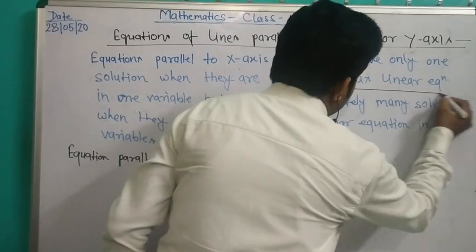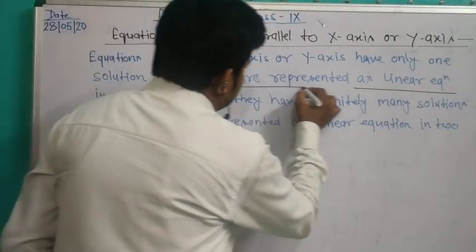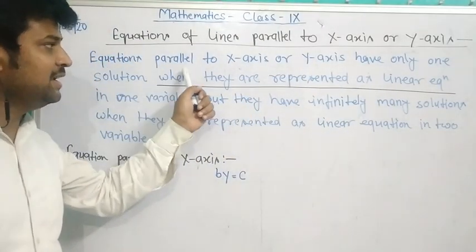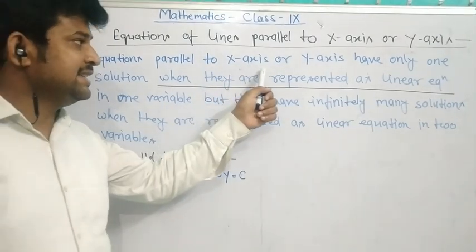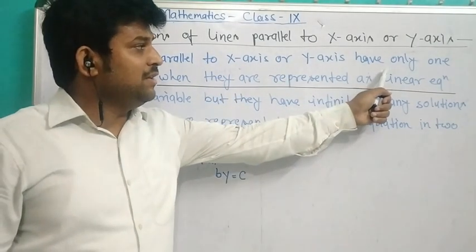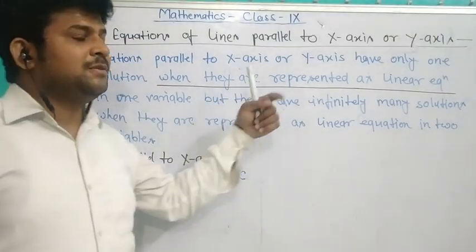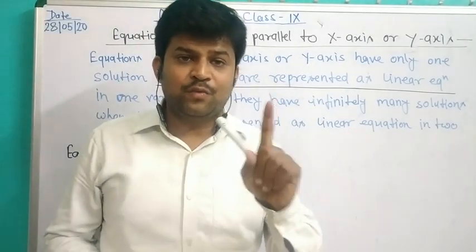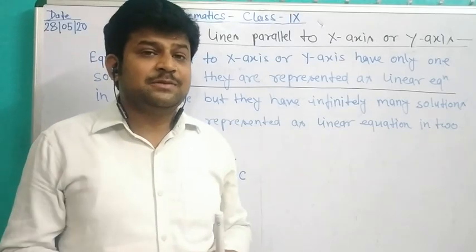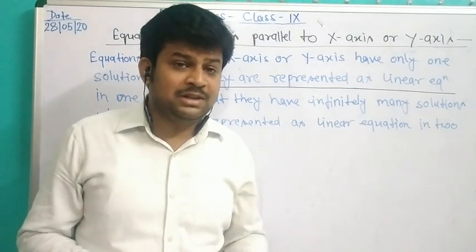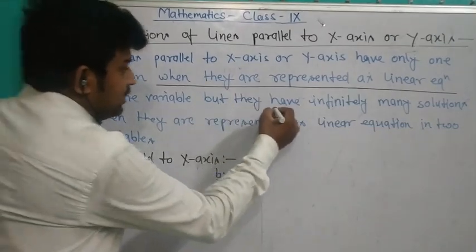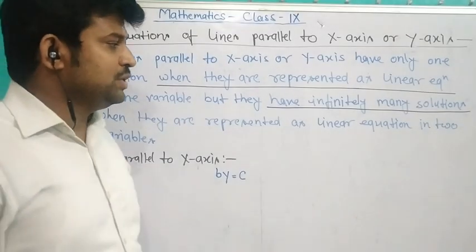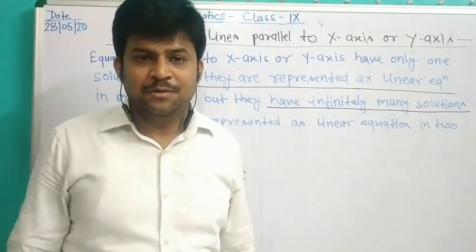The main line is this one. When the equation of a line parallel to the x-axis or y-axis is represented as a linear equation in one variable, it has only one solution. And when they are represented as a linear equation in two variables, they have infinitely many solutions, because the solution of a linear equation in two variables has infinitely many solutions.